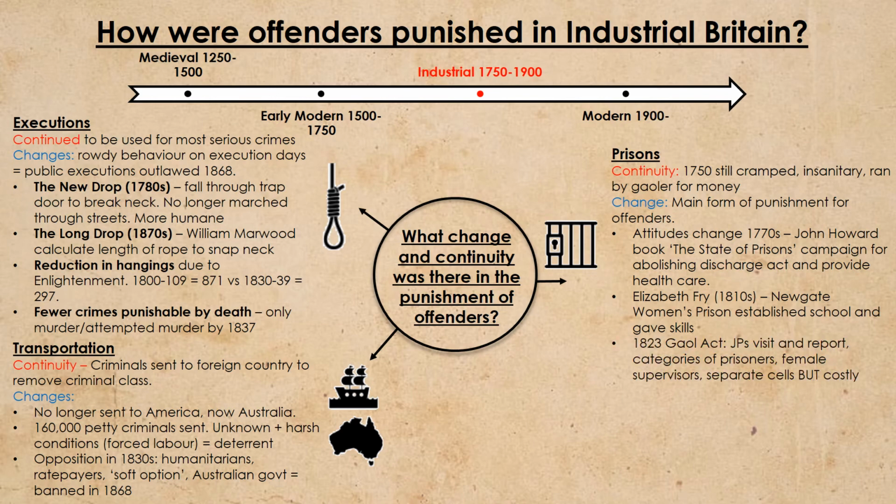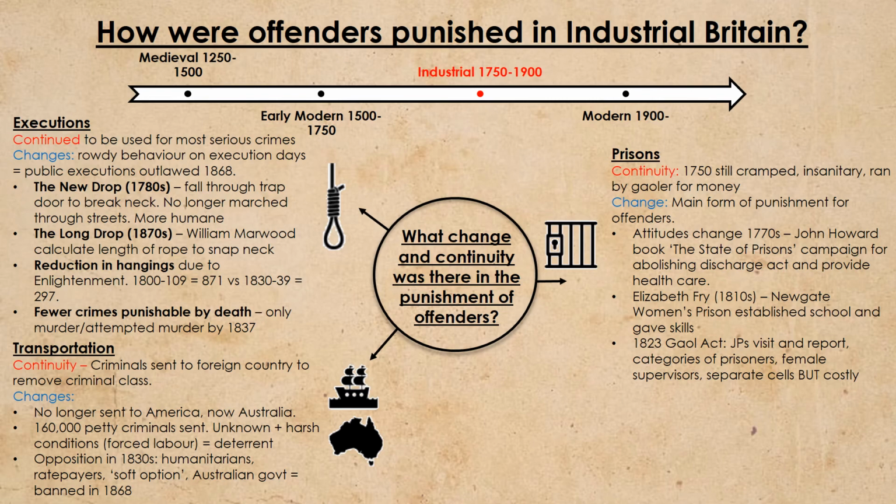You also get the 1823 Jail Act. This forces JPs, Justices of the Peace, to visit and report on prisons to make sure that they are in good condition, and it also establishes categories of prisoners. So for example, those who had committed the most serious crimes such as murder would be kept away and imprisoned in separate areas to those who had committed petty crimes, to try and stop that school of prison sort of radicalizing the less petty criminals.